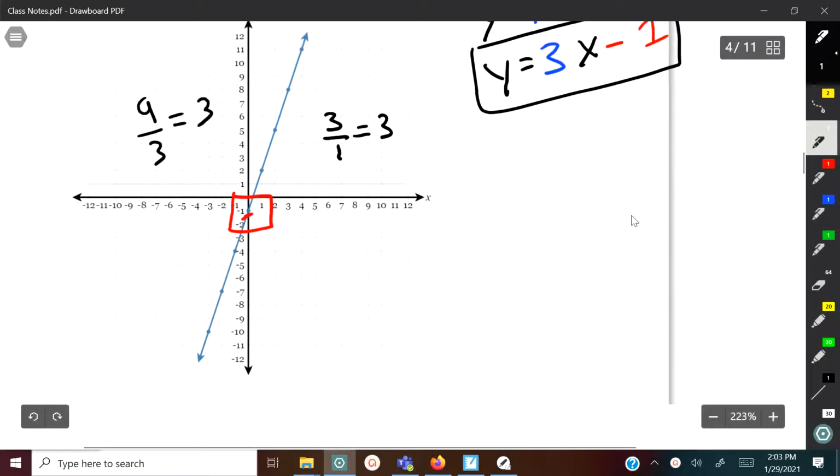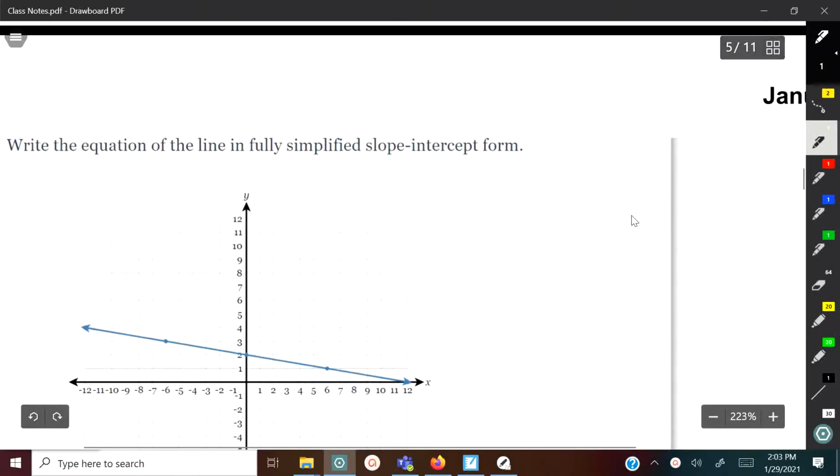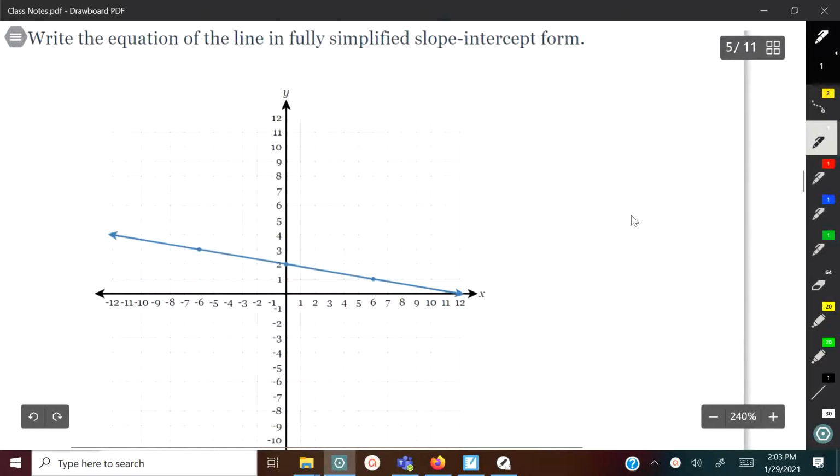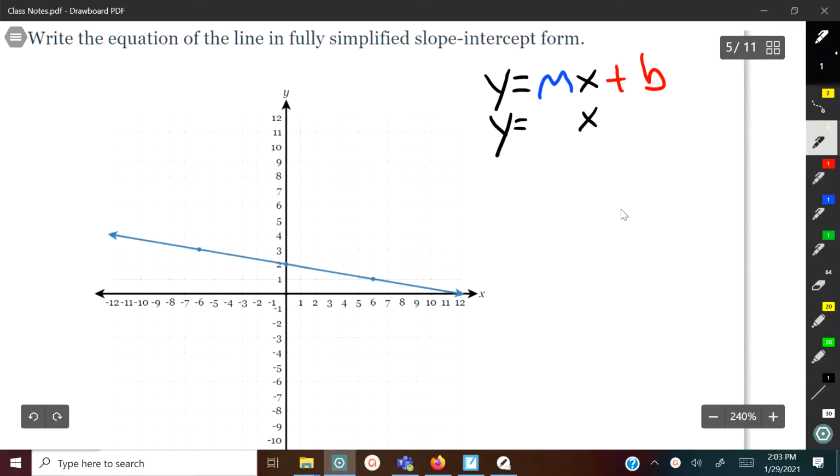Alright, let's take a look at another example. And if you like, you could pause the video and see if you can solve it on your own. I'm going to zoom in here. Alright, so let's take a look at this problem. We're going to start off with y is equal to mx plus b, and we're going to plug in the m and the b.